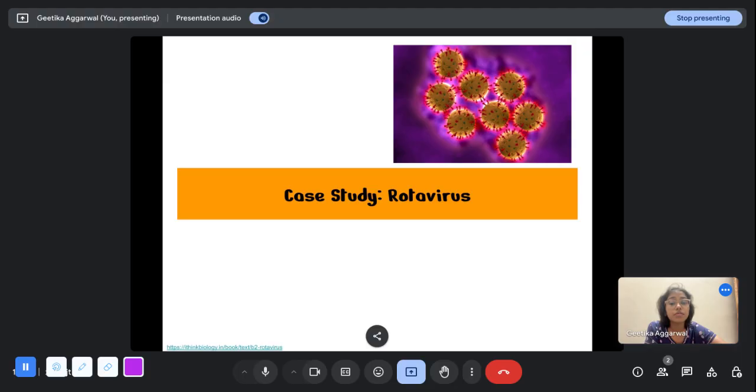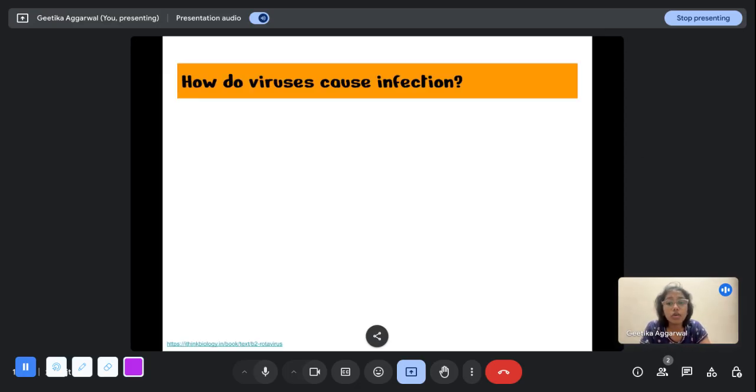So now, coming to a small case study about rotavirus. You might have heard about viruses in general, but you might not have heard about rotavirus. So I will give you a small introduction about this disease called rotavirus. And first of all, let's talk about what viruses are and how they cause infections.